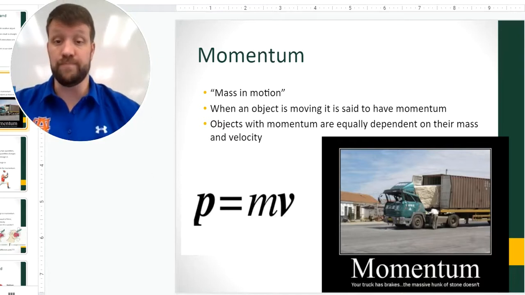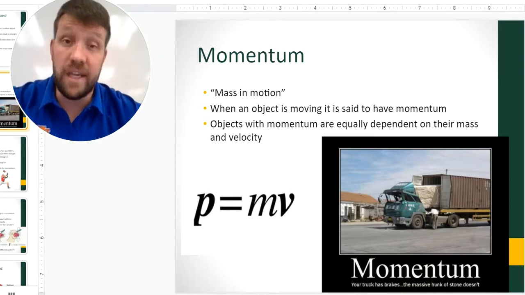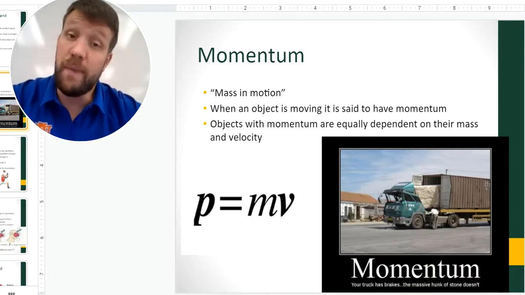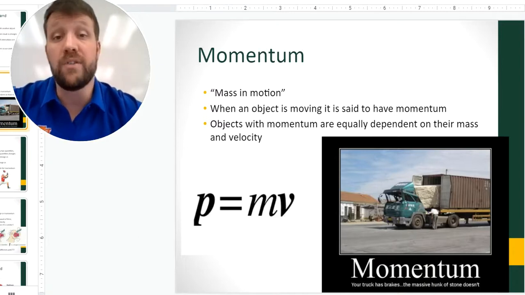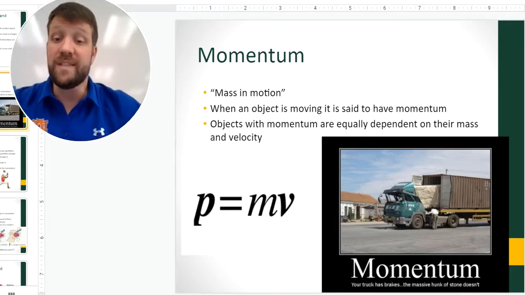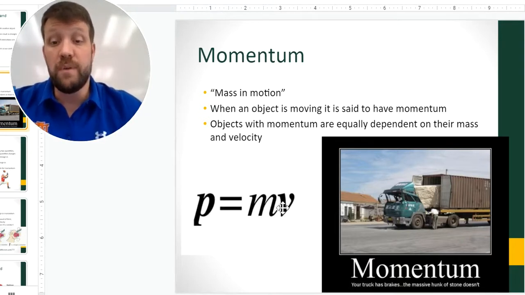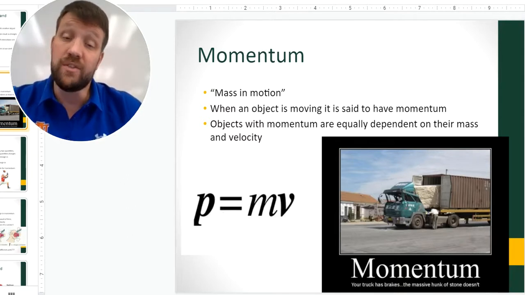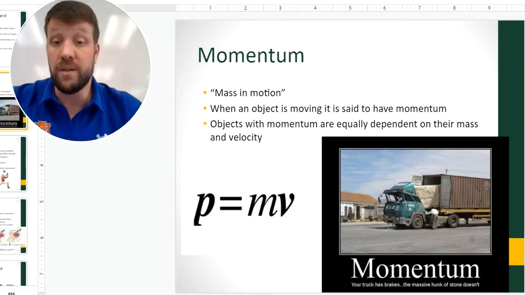First thing, momentum. This is referred to as mass in motion. If we think about mass, we think about motion, we probably think right away about mass in kilograms and motion or velocity in meters per second, and that's exactly what we're looking at. So when an object is moving, it's said to have momentum, and that momentum is going to be measured by mass times velocity. We have this lowercase p that's going to be our symbol for momentum.